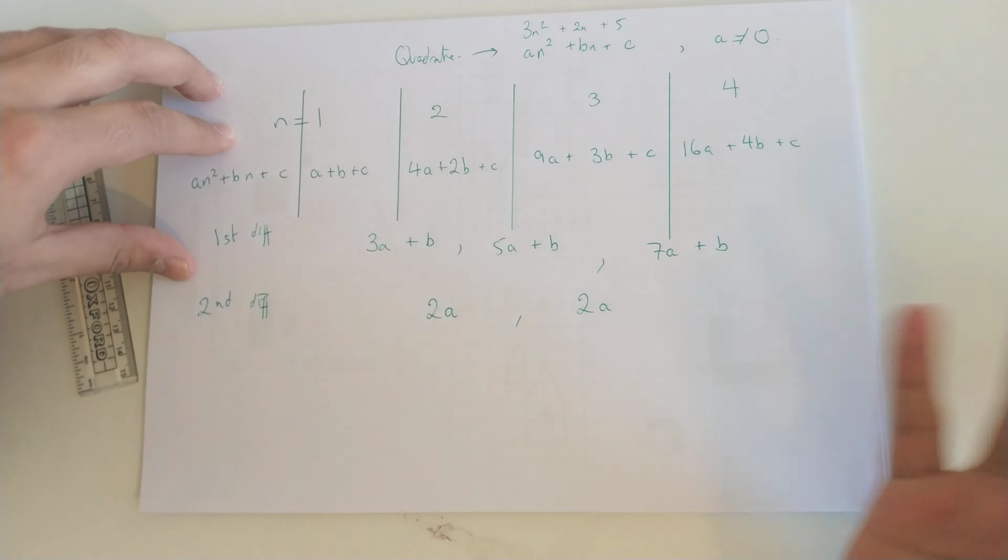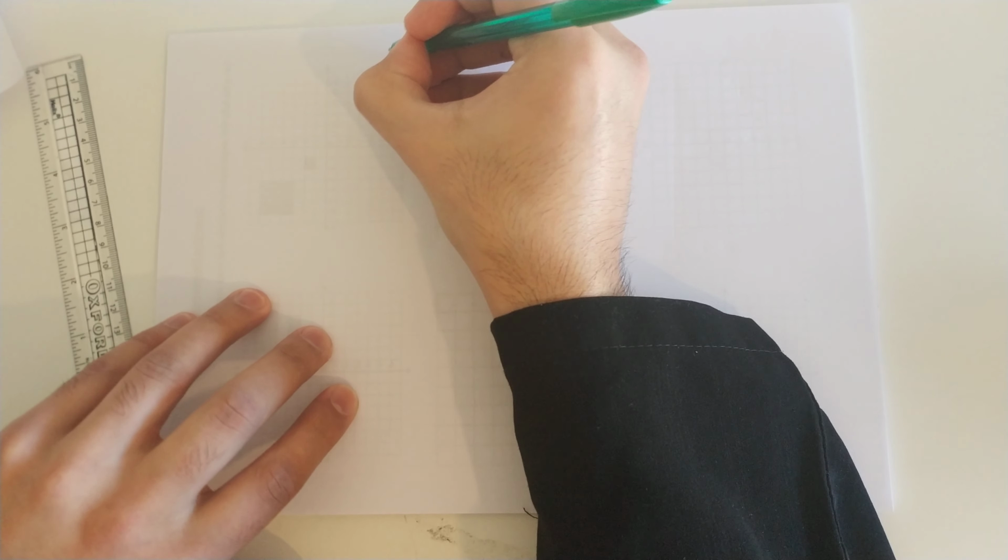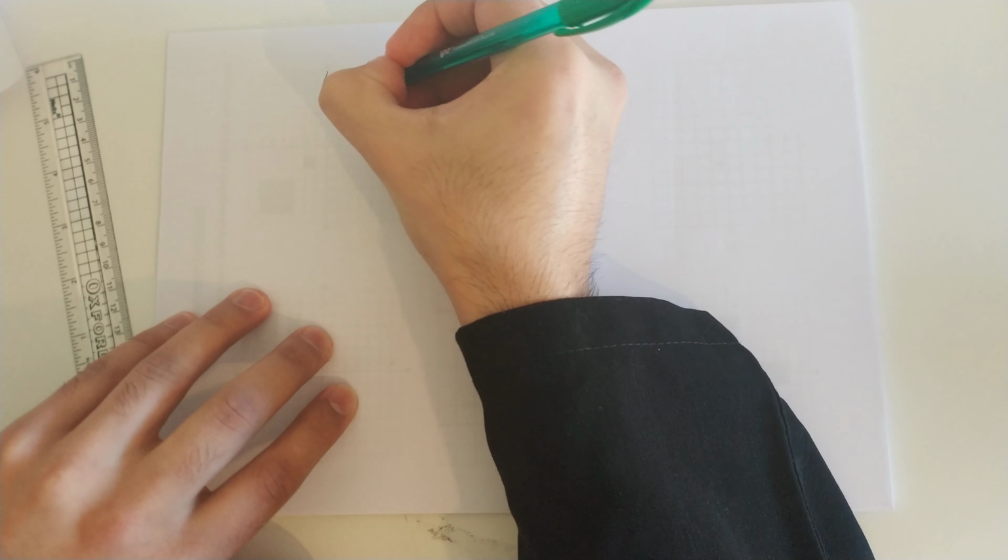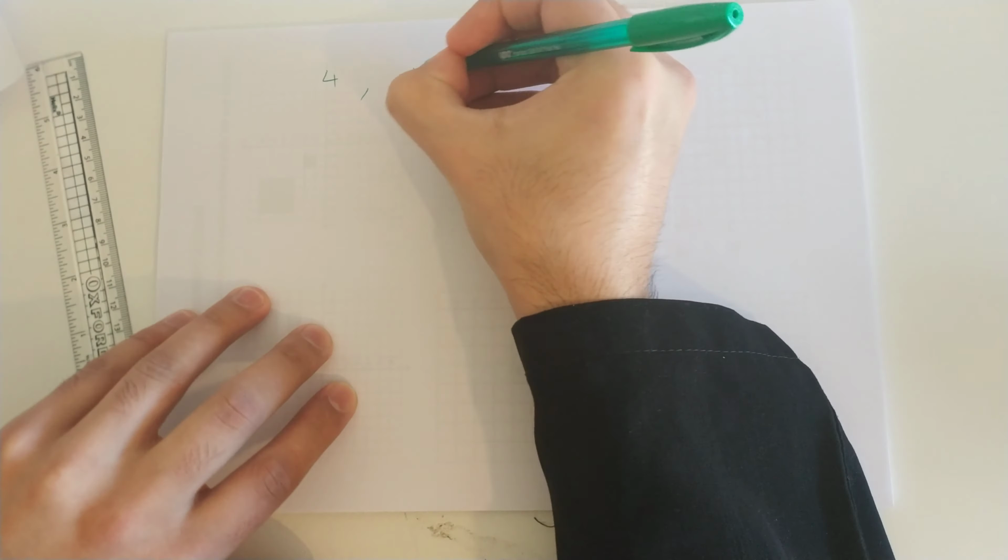I'll try to do a quick example as well. Let's have some numbers: 4, 10, 18, and 28. All right, so there's a quadratic sequence. Let's work out the first difference. 10 take 4, that's 6. 18 take 10, that's 8. 28 take 18, that's 10.